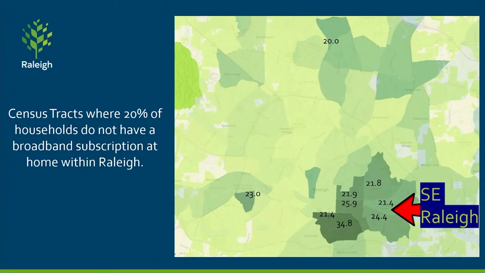The data shown on this map comes from the American Community Survey and was updated in August of 2019. The census tracts listed with numbers on this map are areas of our city where at least 20% of the population still does not have a broadband subscription in the home. It's important to note that 7 of these tracts are within Southeast Raleigh.